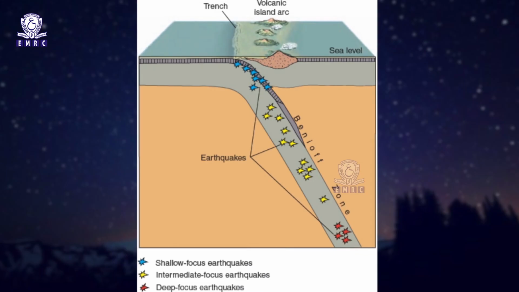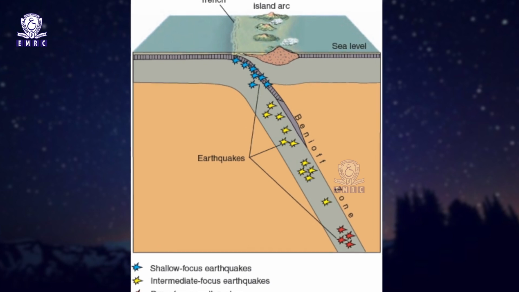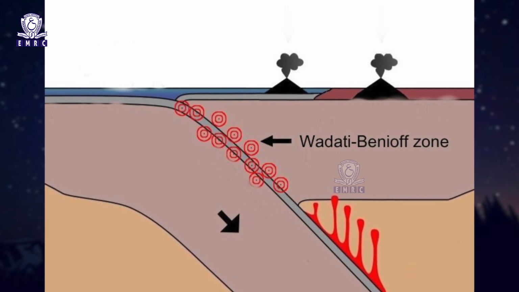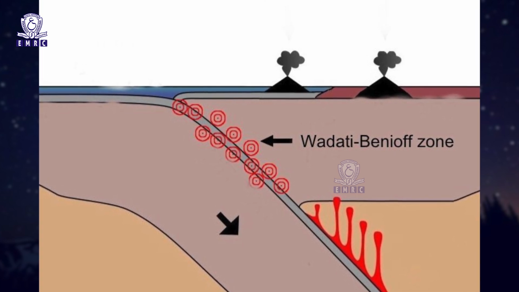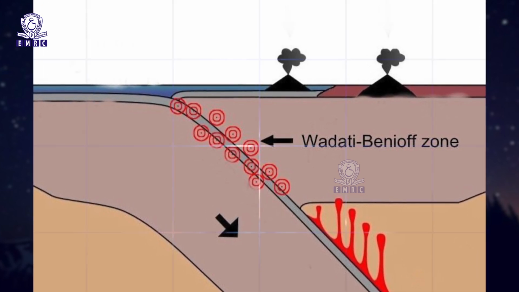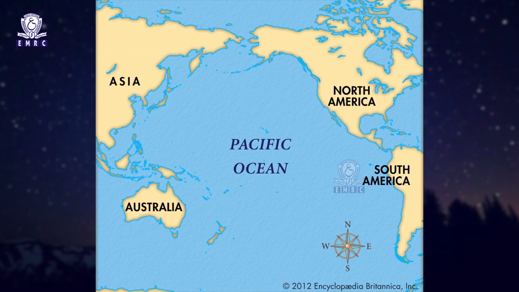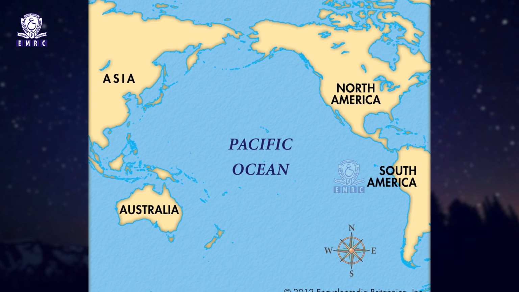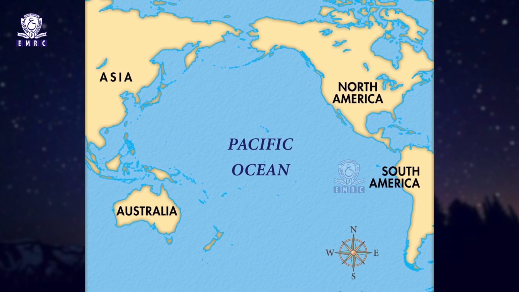The inclination of this zone is towards the continental mass, and the angle of inclination varies between 30 to 80 degrees. Such inclined deep focus seismic zone is called Benioff zones, which are mostly in the form of trenches. Deep focus seismic zones encircle the entire Pacific coast, which is called the Pacific Ring of Fire.